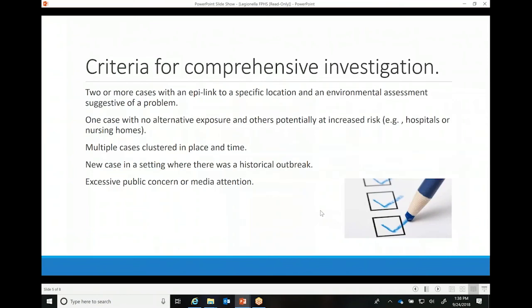So now I want to talk about some of the criteria for looking at a more comprehensive investigation and start talking about the experiences that we had. When I talk about a comprehensive investigation, we're really looking at where we're going to bring in other partners, from the state, potentially from CDC, potentially from a facility or a water purveyor. And this is where it becomes more of a community issue. So, 2 or more cases with an epilink to a specific location.